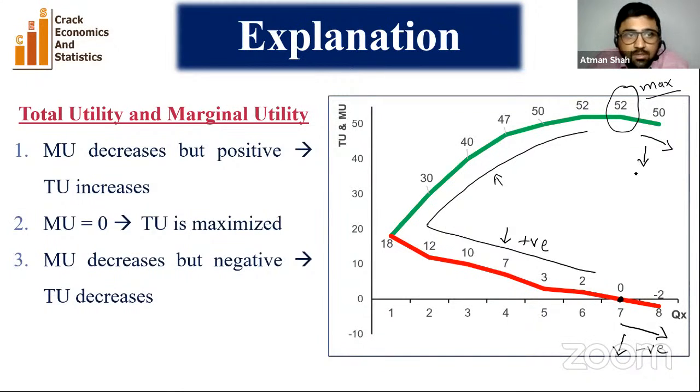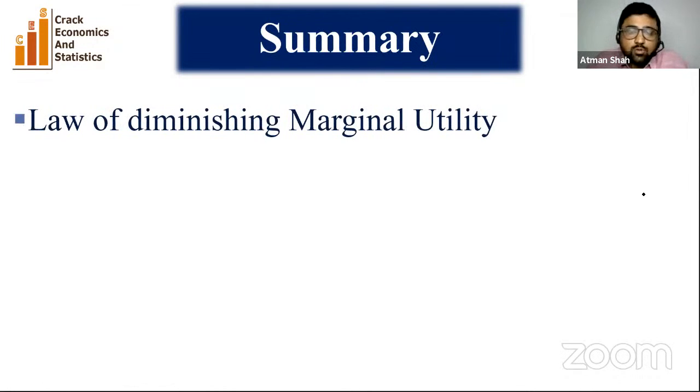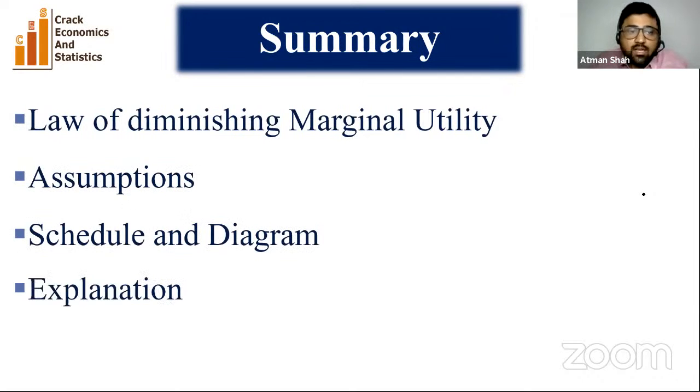So first relationship, when marginal utility decreases but positive, total utility increases. Second, when marginal utility is 0, total utility is maximized. And third, when marginal utility decreases but negative, then total utility also decreases. So this is the idea of law of diminishing marginal utility. So we have discussed the theory, the assumptions, schedule and diagram both, and the explanation of the diagram.